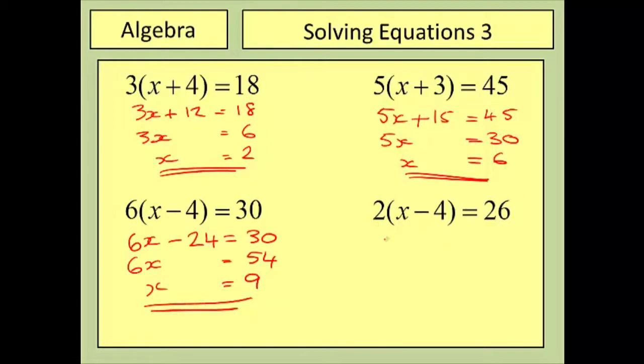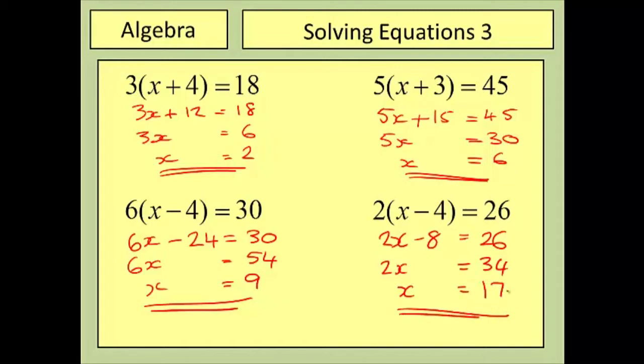Okay, and on to my final example, I'm going to do 2 times x, which is 2x, and 2 times that negative 4, giving me a negative 8, is equal to 26. Then I'm going to add 8 to both sides, leaving me with 2x equals 34. Final step, divide both sides by 2, giving me x equals 17. And I underline my final answer.